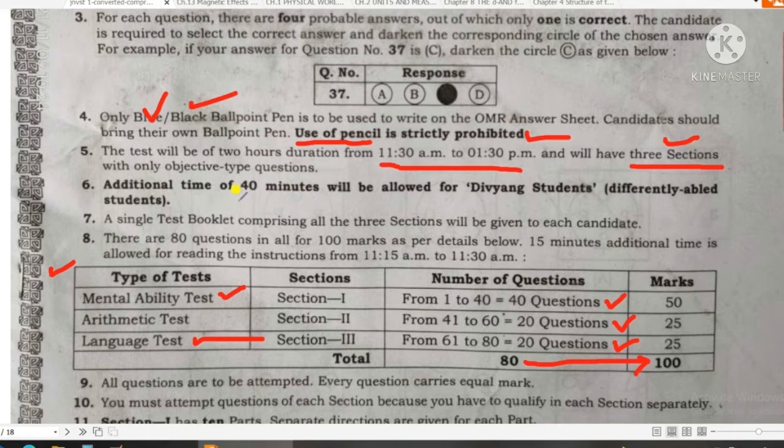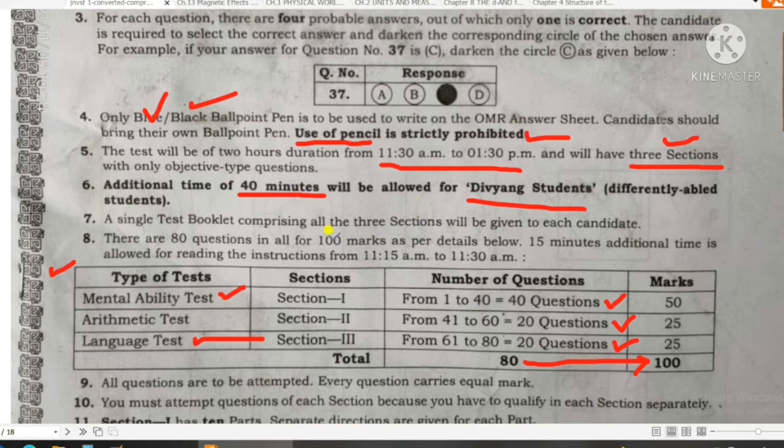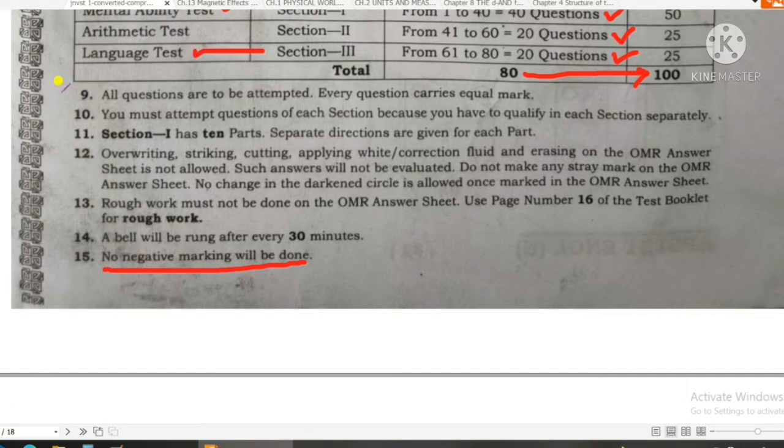Now one more important information is that 40 minutes extra time will be allowed for दिव्यांग students, यानी कि जो physically handicapped है या जो कि नॉर्मल स्टूडेंट नहीं है, उनके अलावा जो स्टूडेंट्स हैं उनके लिए नहीं. And सभी स्टूडेंट्स को 15 मिनट्स का एडिशनल टाइम सिर्फ रीडिंग के लिए दिया जाता है. It means if the exam starts at 11:30 AM, then you will get the question paper at 11:15 AM. Okay, next you can see सभी questions compulsory है.